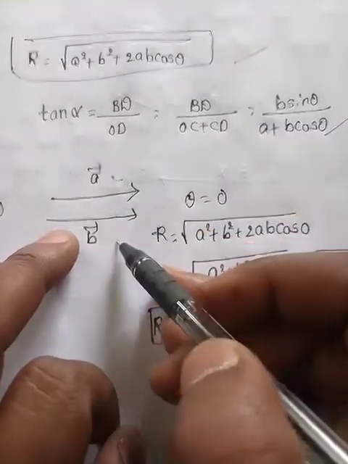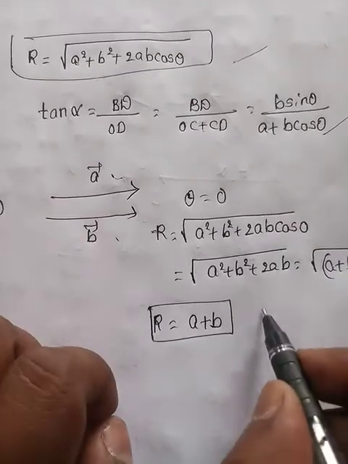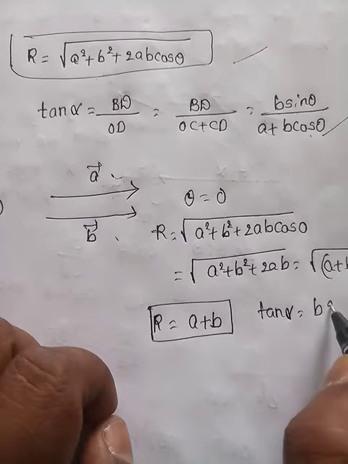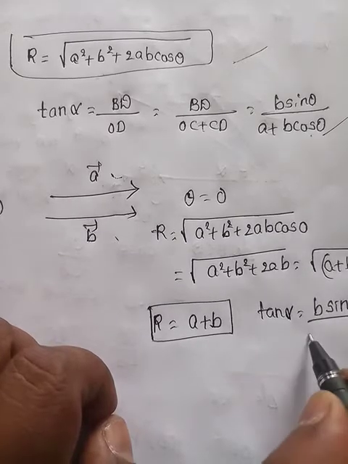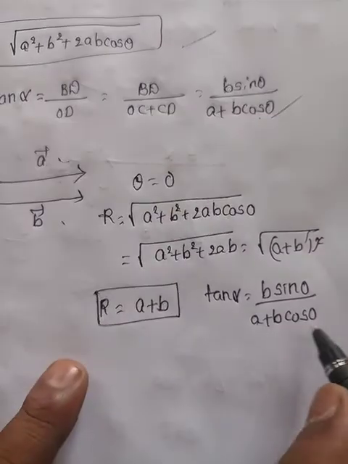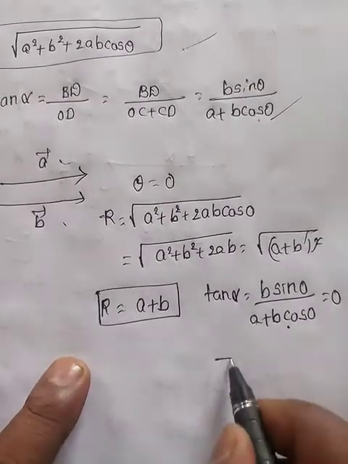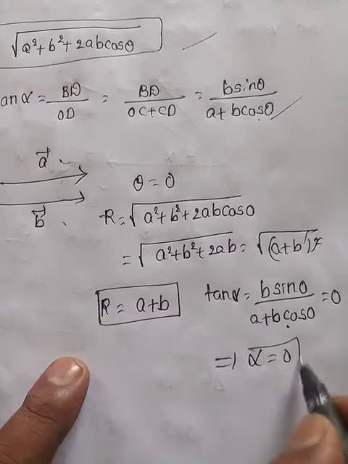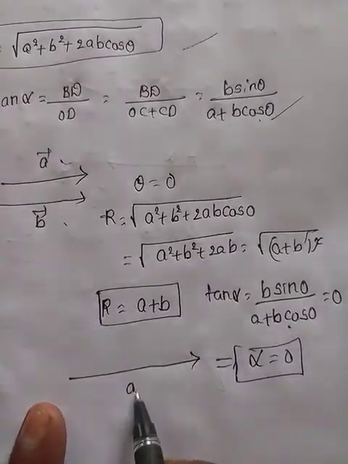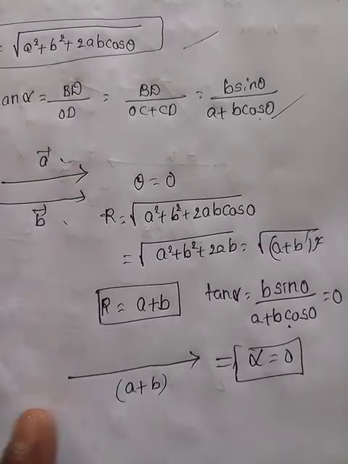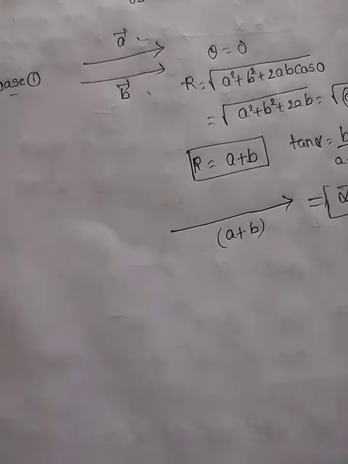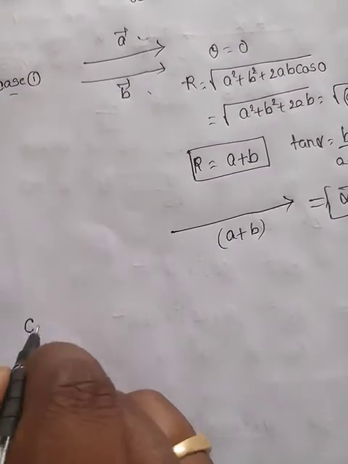For example, this is 2i, this is 3i, we can get 5i. What about tan alpha? We have the formula, right? Tan alpha is equal to B sin 0 by A plus B cos 0. Sin 0 is 0, so this is 0, alpha is 0. So, the resultant vector moves along like this. This is A plus B, right? Next, if both are moving along perpendicular directions, let us see that.